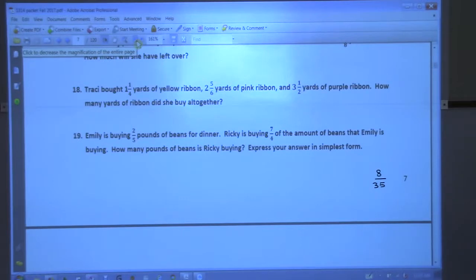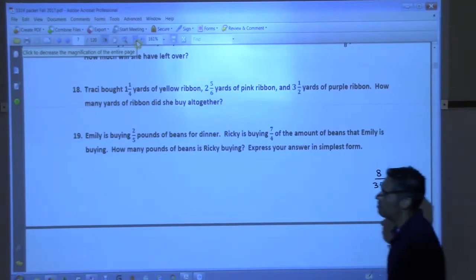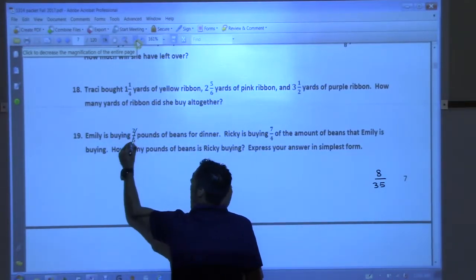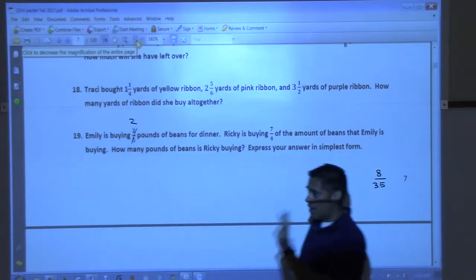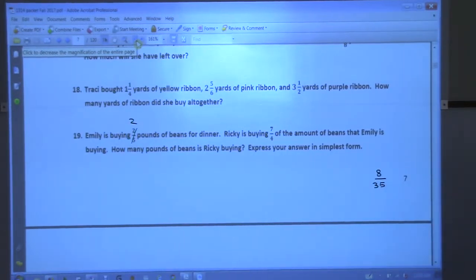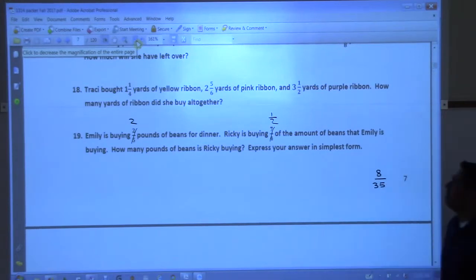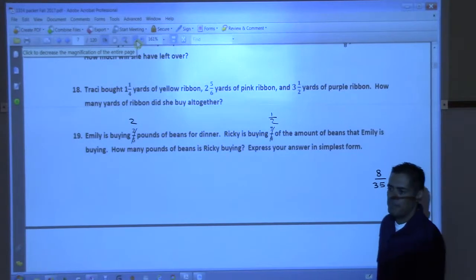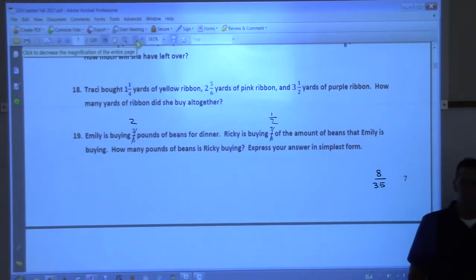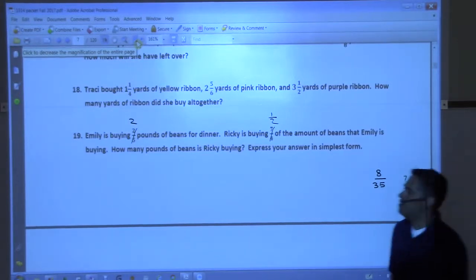Okay, so let's try again to see if we can use easy numbers to make this problem make a little more sense. Let's say that Emily is buying 2 pounds of beans for dinner. And Ricky is buying, I don't know, half the amount of beans that Emily's buying. Then how many pounds would Ricky be buying? 1 pound. Now, how did you get that answer? Divided Emily's beans.